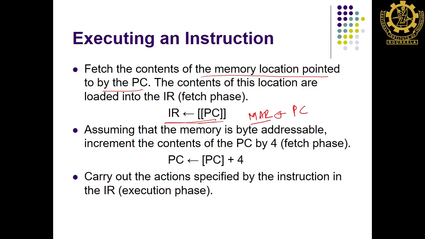Once that instruction is brought to the CPU, the program counter will point to the next instruction. We assume the next instruction will be in the next location. If the word size is 4 bytes, the next location will be plus 4. So whatever the value is there, it should be added with 4.